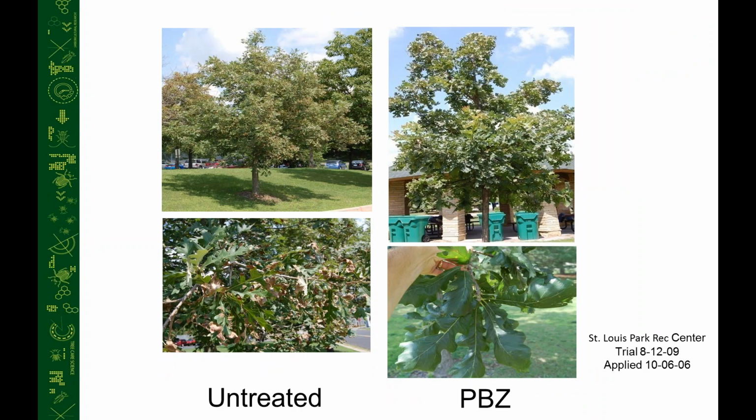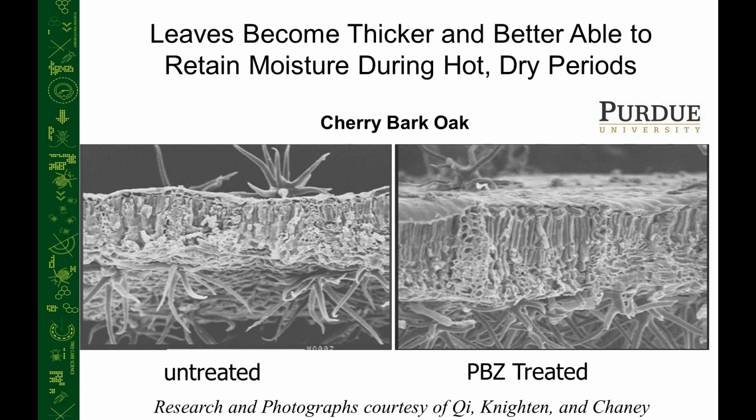Likewise, this is one of Rainbow's trials. This is in St. Louis Park, Minnesota. This is bur oak. And again, what you can see here is our untreated trees showing scorch symptoms due to drought versus our treated trees, which again, we have very limited symptoms of leaf scorch due to drought. So those are some of the physiological changes that we see in the plant.